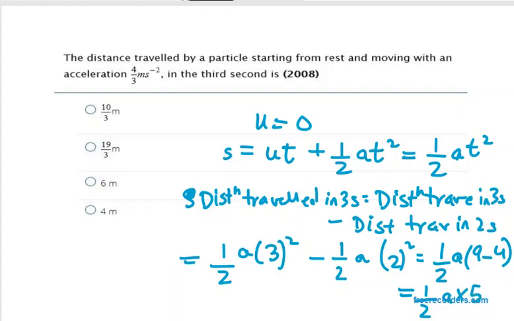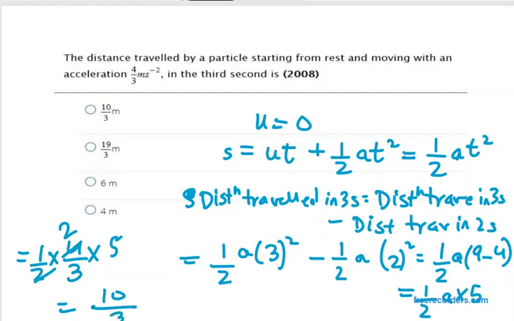Now as you can see in the question, it is given that 4 over 3 is the acceleration. So it will be half times 4 over 3 into 5. So the answer to this equation is 10 over 3 meter, the first one.